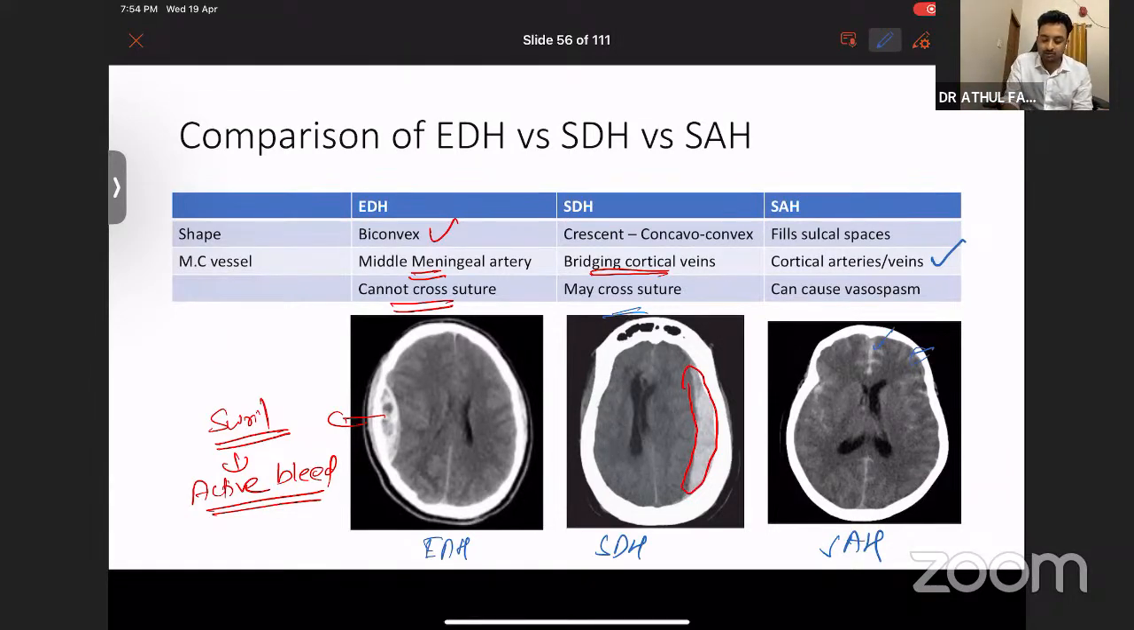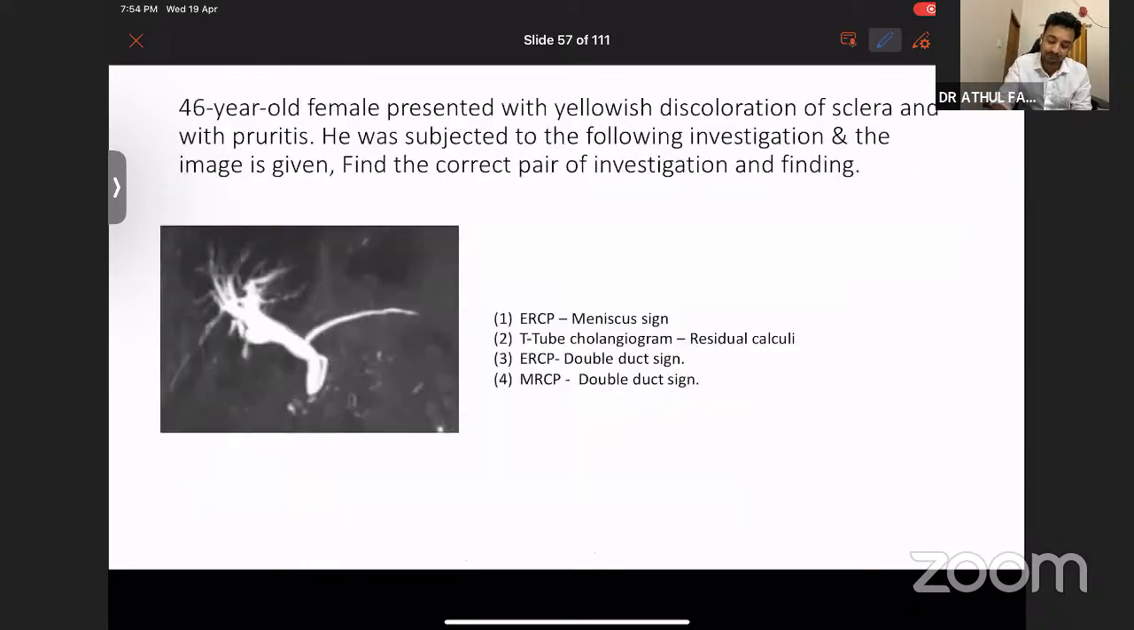EDH, when it is causing the mass effect like this, you have to put a burr hole and evacuate that. If SDH is also causing this, you have to put a burr hole and evacuate. SAH usually requires coiling of the aneurysm because it is usually because of aneurysms. So you need to coil or clip the aneurysm according to the condition of the patient.